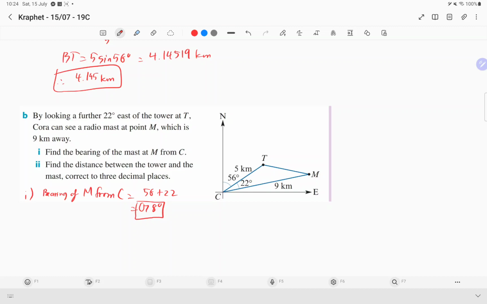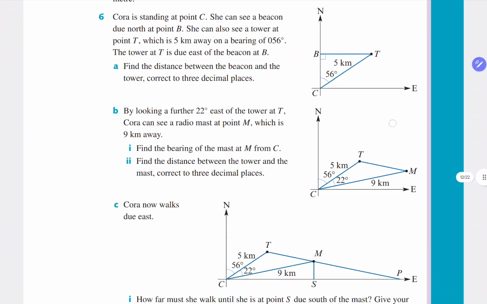And then find the distance between the tower and the mast, correct to 3 decimal places. So tower and mast, TM. What rule do we use? Cosine rule, that's right. So basically it's just cosine rule to find TM. Pretty easy. Now let's see the last one.